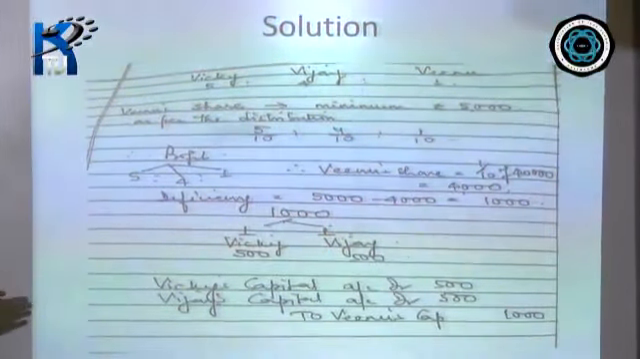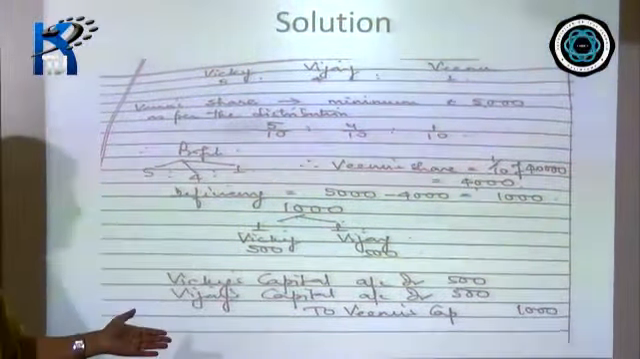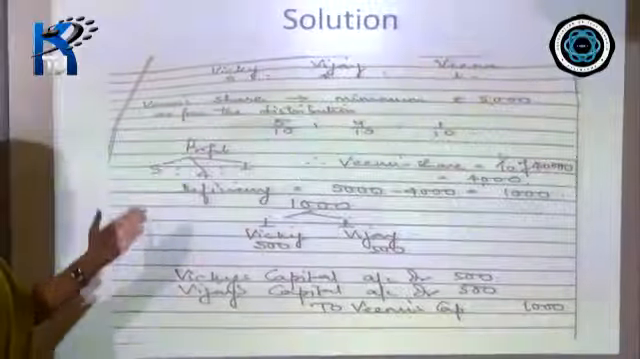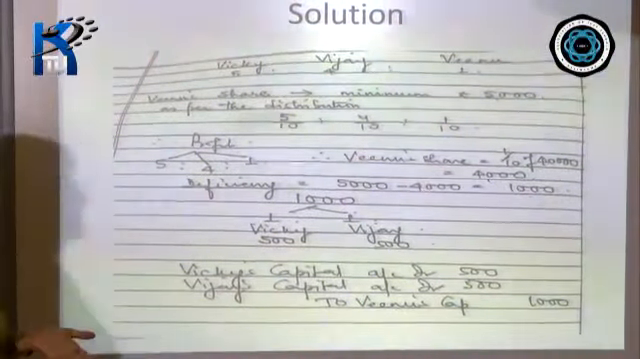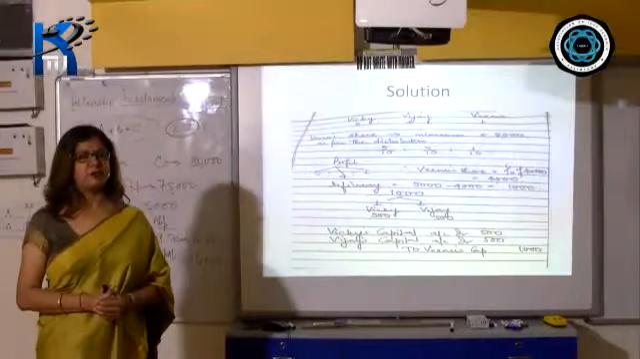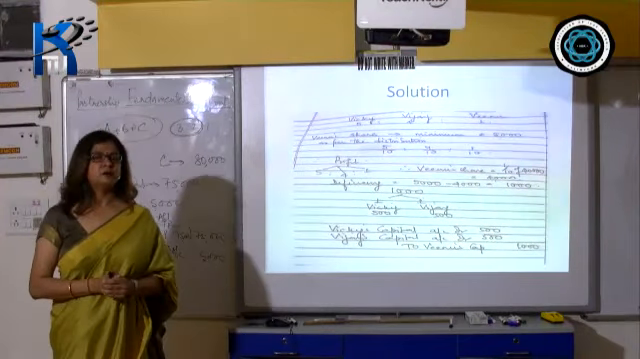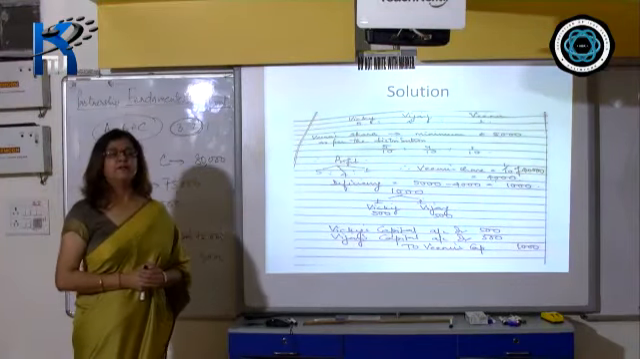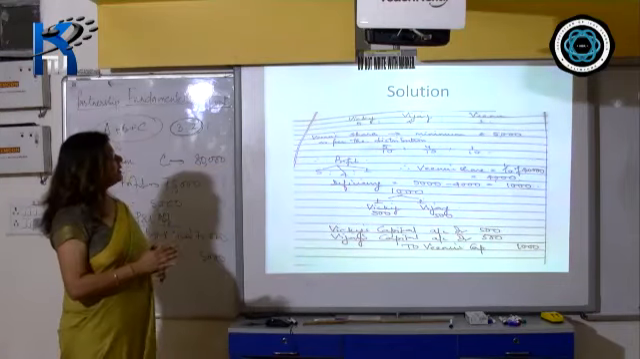And what will be the journal? The journal comes out as Vicky's capital account debited, Vijay's capital account debited, and who's the recipient over here? Vinu is the recipient because Vinu was guaranteed a minimum profit of 5,000. But out of the firm, Vinu only got 4,000. So the difference of 1,000 will be given to Vinu by Vicky and Vijay equally. So this was all about guarantee.